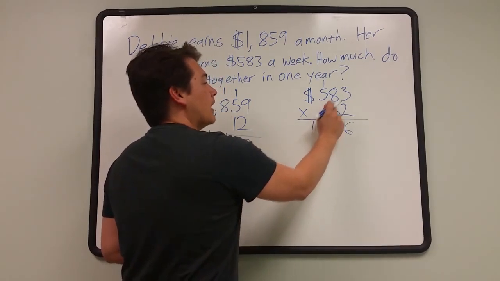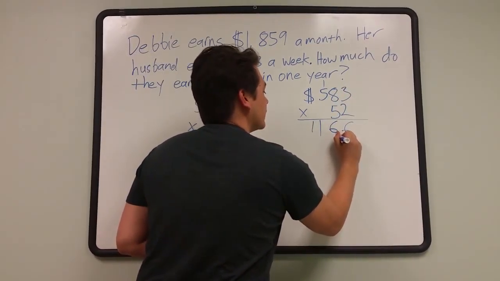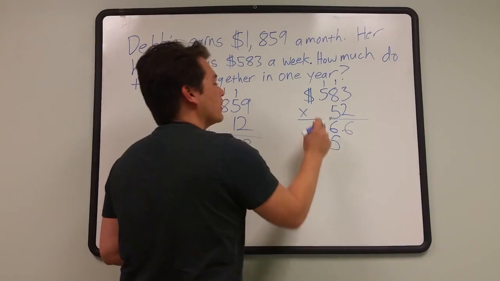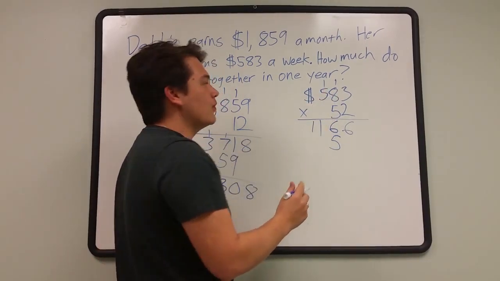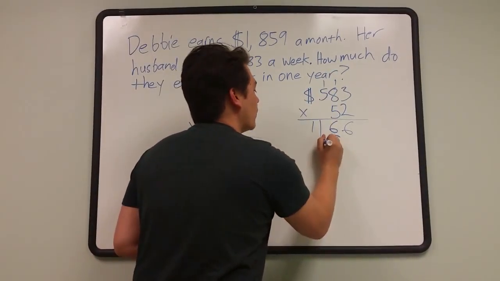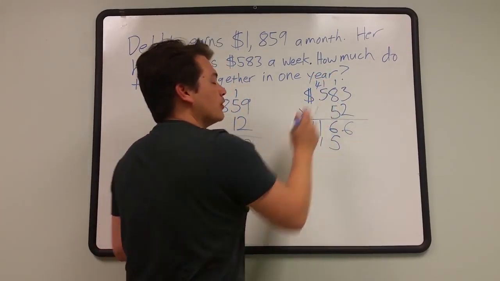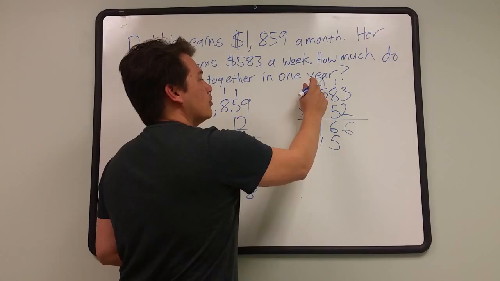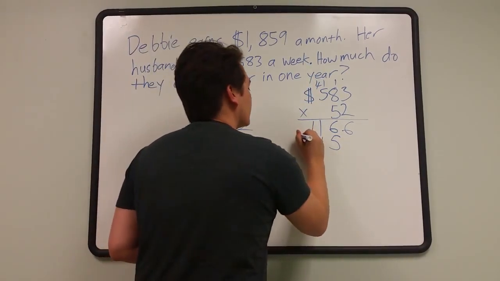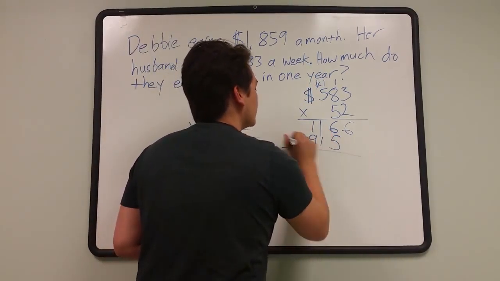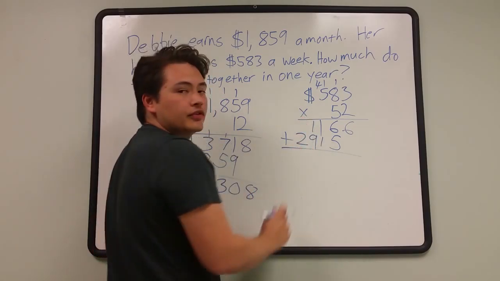Then we're going to multiply 5 times 3, which is 15. Bring down the 5, carry the 1. 5 times 8, which is 40, plus 1 is 41. Bring down the 1, carry the 4. 5 times 5, which is 25, plus 4, which is 29. And then from here, we're going to add these two numbers together.